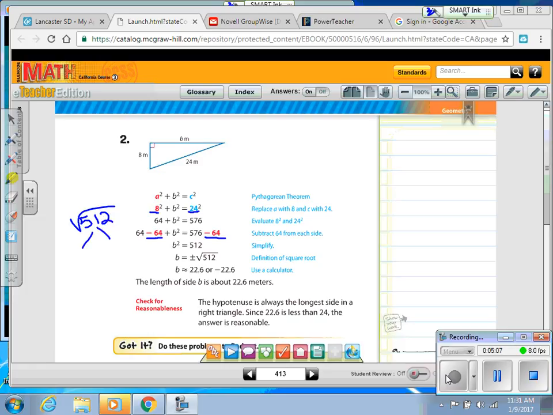If we divide, half of 512 is 256. And then right here I can see that 256 is 16 squared, right? So 16 times 16. So I could go ahead and pull out these pairs, and I could say instead of 22.6 and using a calculator, I could say it's 16 radical 2, because this 2 is going to stay in the radical because it doesn't have a pair. Okay?